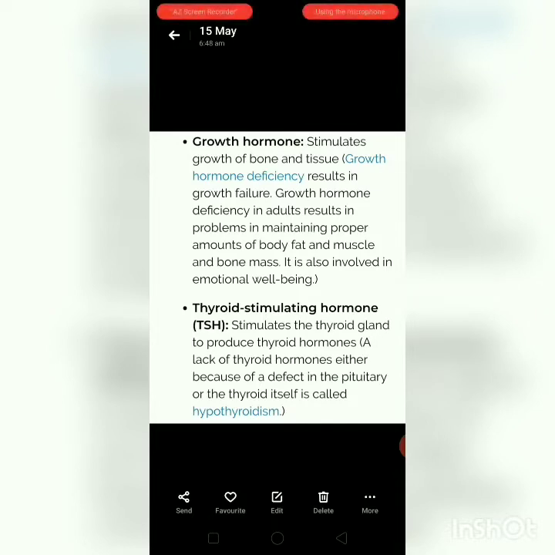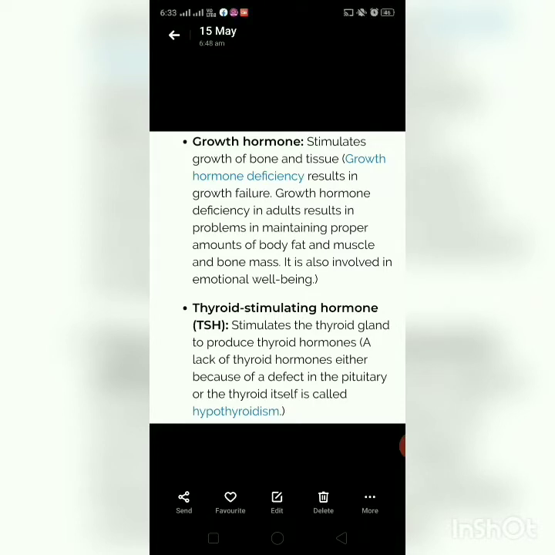So growth hormone stimulates the growth of bones and tissues, and a deficiency of growth hormone results in growth failure. Growth hormone deficiency in adults results in problems maintaining the proper amount of body fat, muscle and bone mass. It is also involved in emotional well-being.